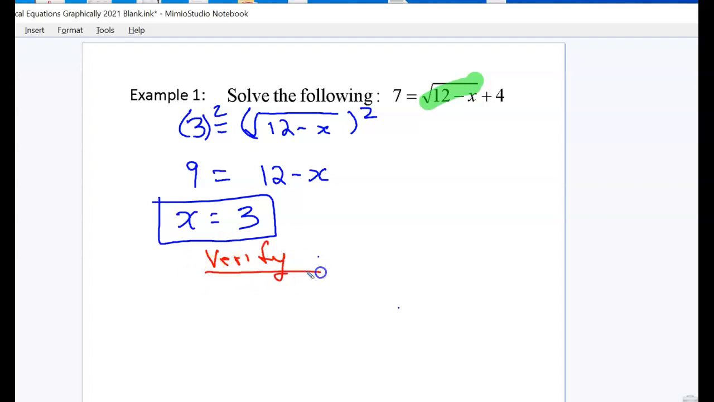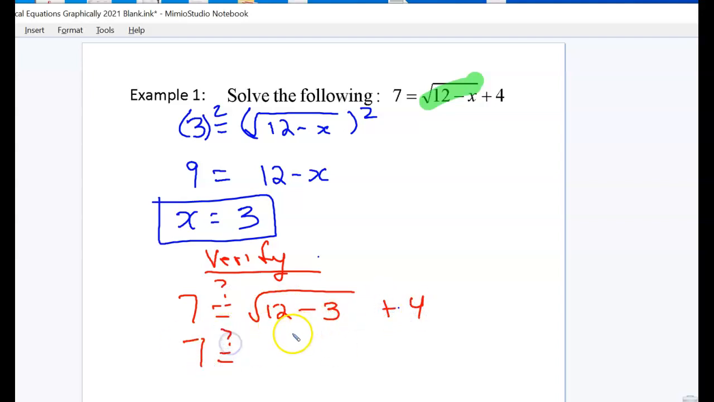Now, once you solve for x, you want to verify. And when you verify, you want to plug it back into the original equation. So does 7 equal the square root of 12 minus 3, plus 4? 12 minus 3 is 9. The square root of 9 is 3. And 3 plus 4 is 7. So yes, this is a valid solution.